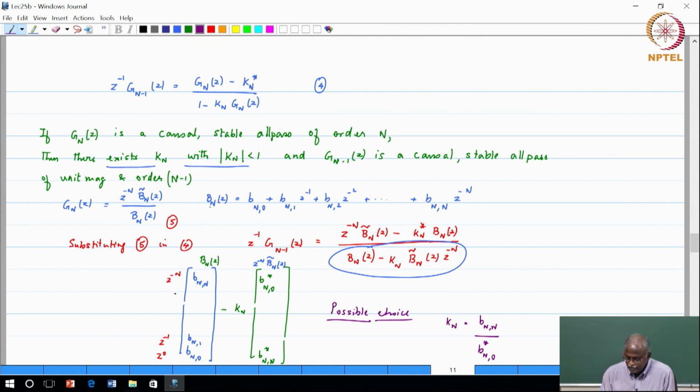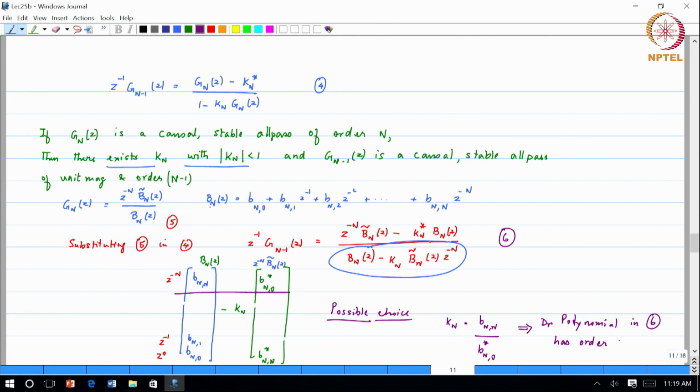So, notice that that means the first term, the topmost z power minus n power, will get knocked off. So, this more or less guarantees that the denominator polynomial in 4, or you can also label this as 6, denominator polynomial in 6 has order n minus 1. Okay, this choice will ensure that the order of the polynomial gets decreased.